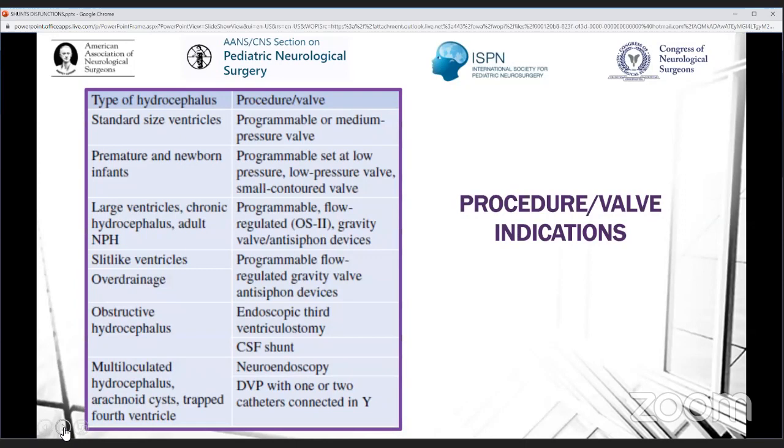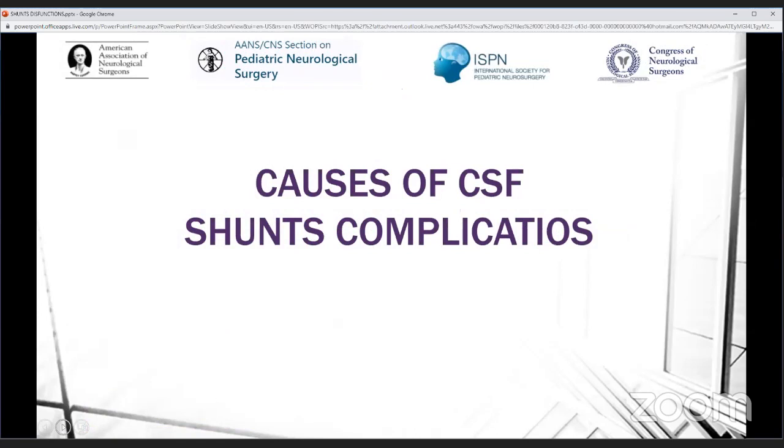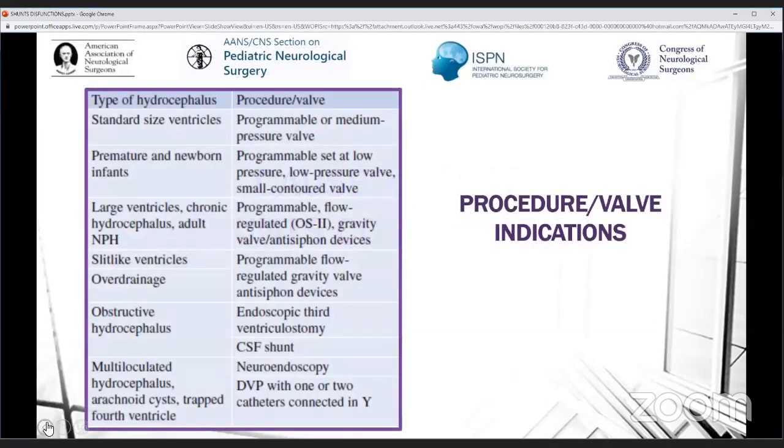So, the procedure according to the valve and their indications. We have this procedure and valve according to the type of hydrocephalus.